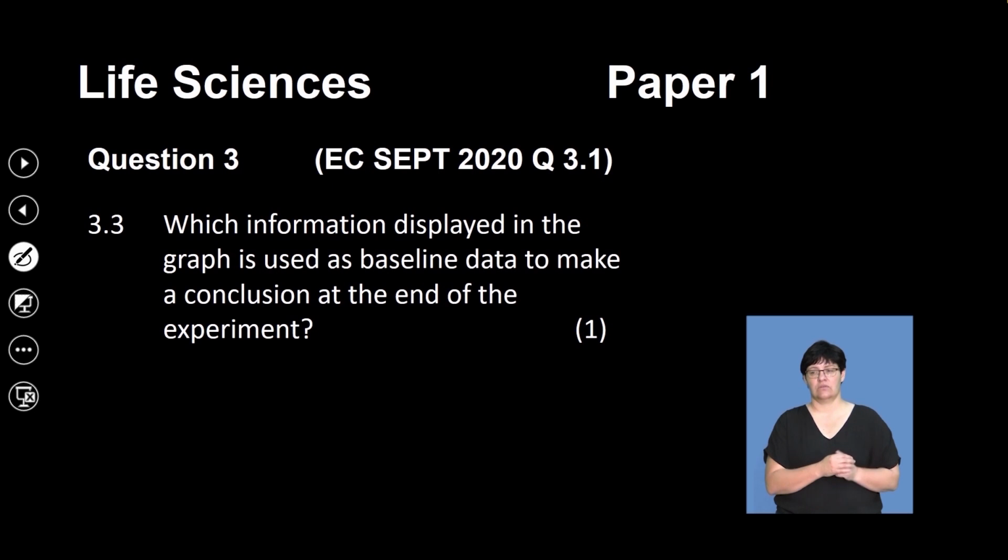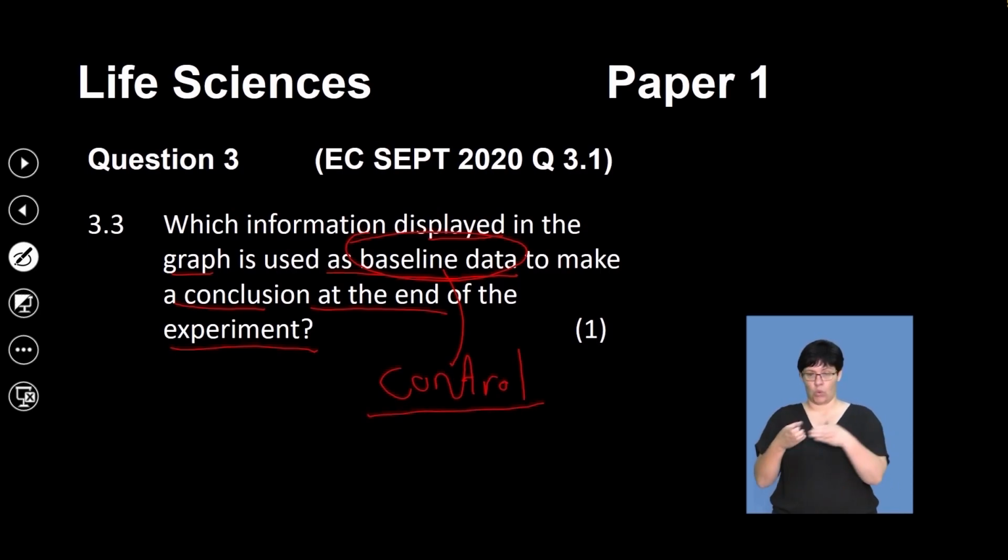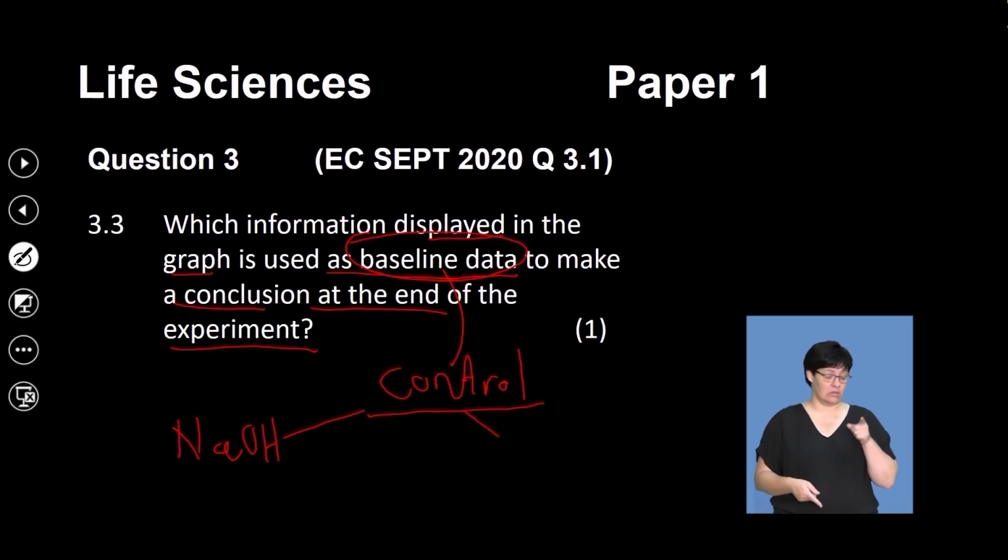Okay, which information displayed in the graph is used as a baseline data to make a conclusion at the end of the experiment? So basically, a baseline data would be what we call in science as a control group. And so here we've got two groups that were subjected to treatment. The one group was subjected to sodium hydroxide, NaOH, and the other group was subjected to the hormone, in this case, thyroxine. So guys, why would we have to do that?